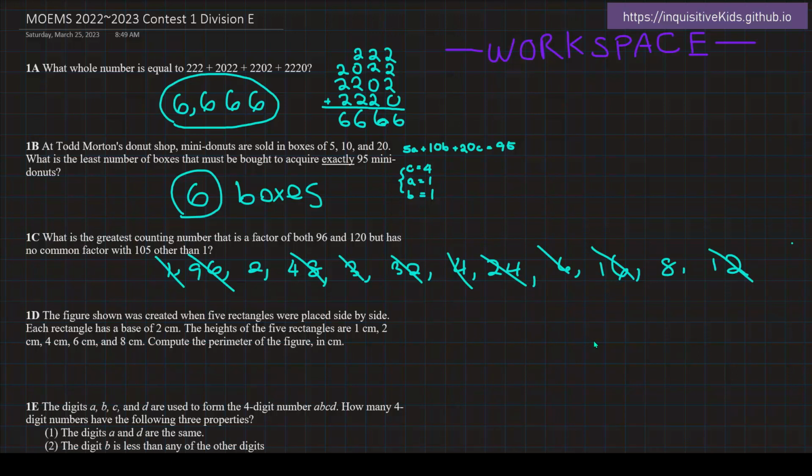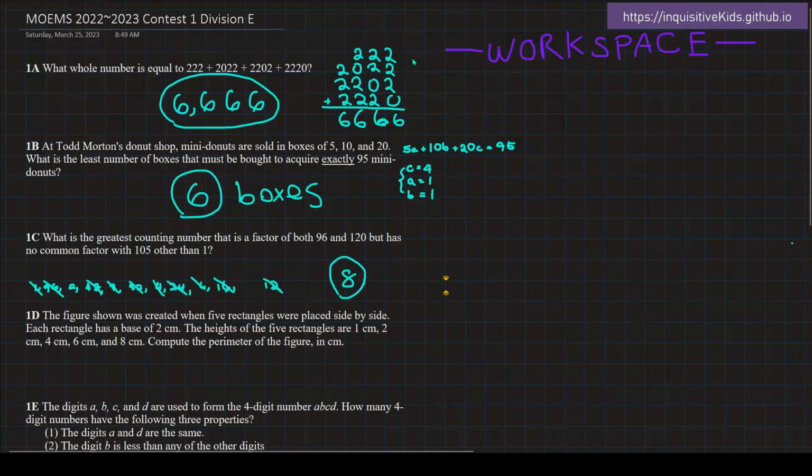Now let's go back to the question. It says, what is the greatest counting number? Which means that 8 would be our answer on this one. Alright, now we're halfway through the contest.